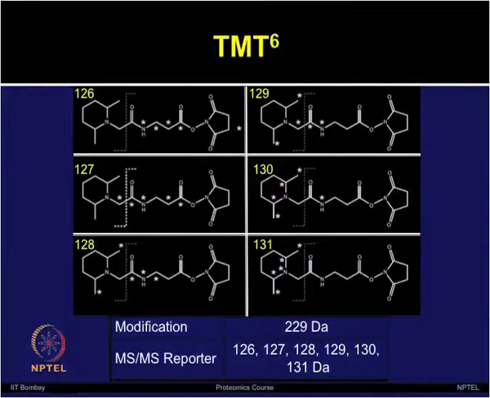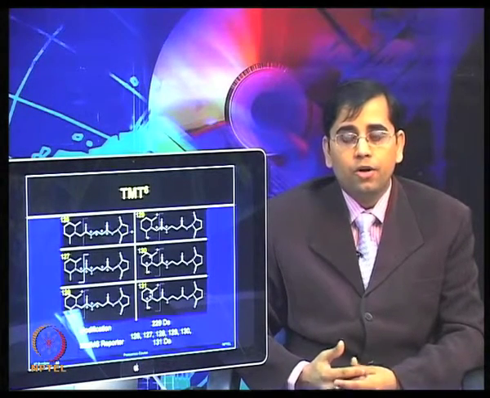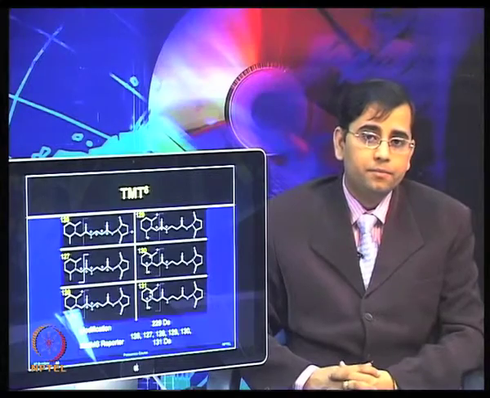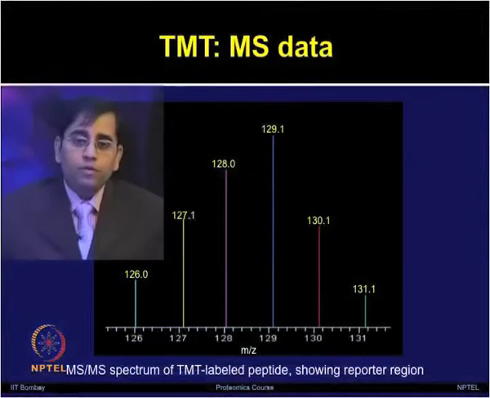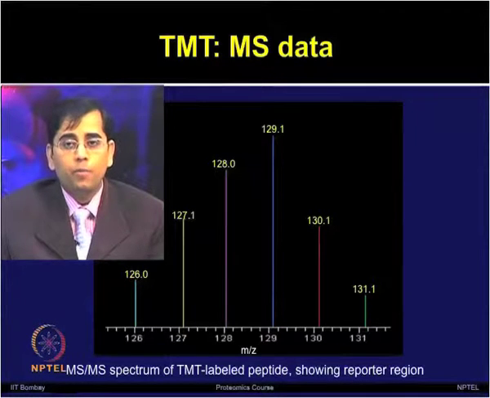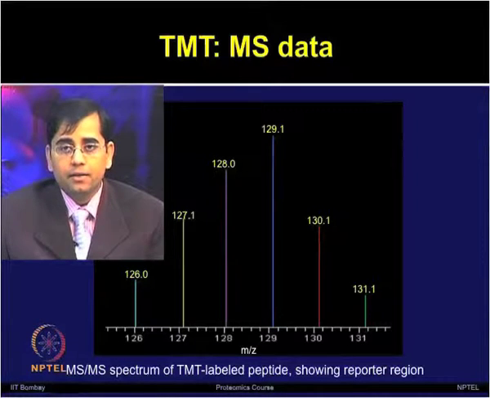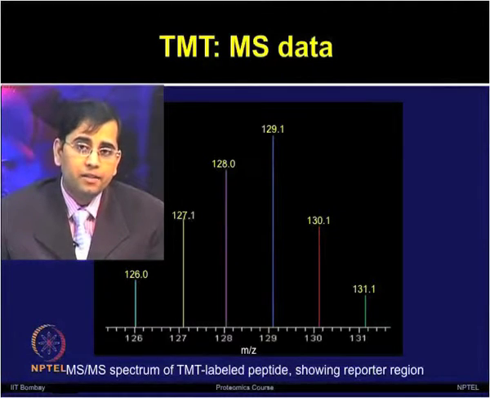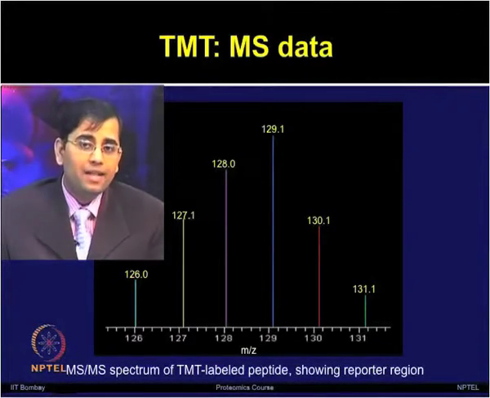So, the TMT 6-plex reagent allows comparison of up to 6 conditions. It could be useful for studying time course, drug dose responses, replicates, or looking at multiple sample disease comparisons. The modification is 229 Daltons. I am showing you one representative MS spectrum of a TMT labeled peptide, which is showing a reporter region. The relative abundance of a target protein or peptide fragment in 6 different samples can be easily measured by comparing these signature mass peaks, which are generated by the different mass tags.